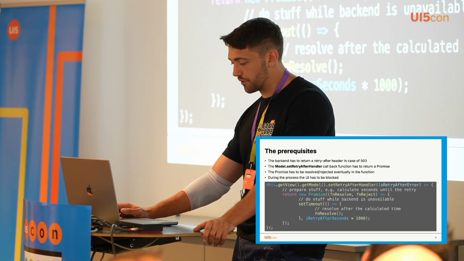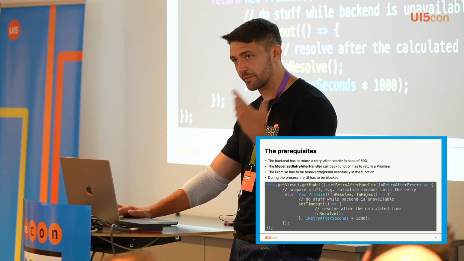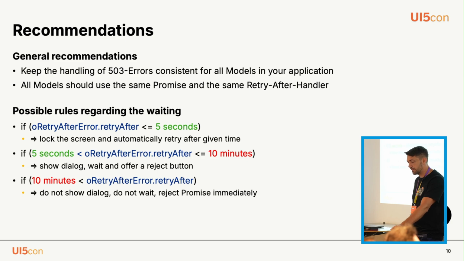Now, before we want you to use this API, we would like to provide some guidance. These are not mandatory prerequisites, but rather recommendations you want to consider when using this API. The first are general recommendations. You want to keep the handling of 503 consistent over all your models in your application. If you have multiple models and one model behaves differently in case of 503 than the other, one shows a dialog, the other one just locks the screen, it's inconsistent. You might want to keep it consistent for all models.